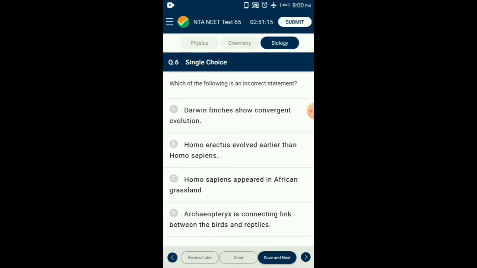Question number 6. Which of the following is an incorrect statement? Darwin's finches, named due to their role in Charles Darwin's theories on evolution, are the most renowned land birds of the Galapagos. Fascinated with the diversity found among the 13 species and the speed with which they evolved from a common ancestor to adapt to the varied supply of food available on individual islands, Darwin discovered that these adaptations mainly showed up in the shape and size of beaks. So the answer for this question is option A.